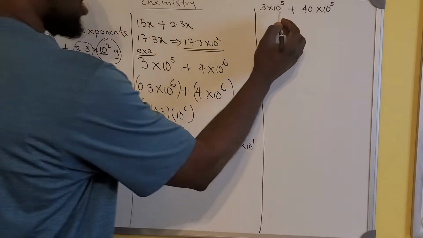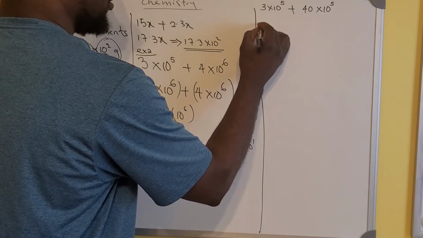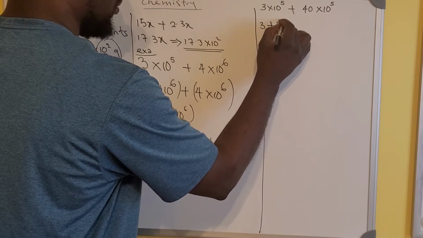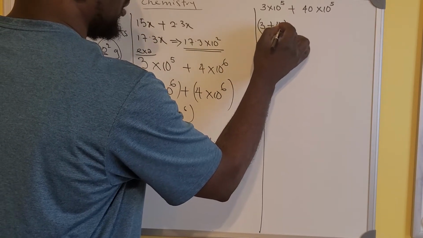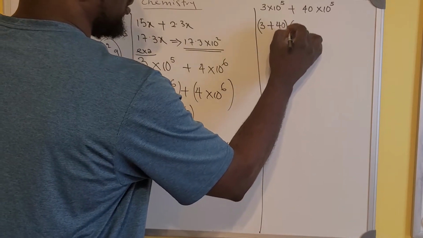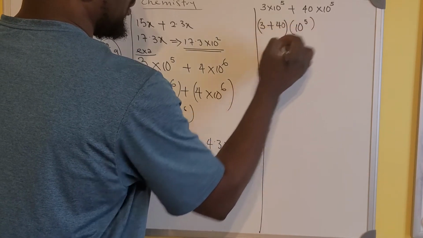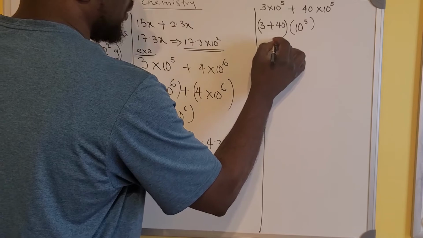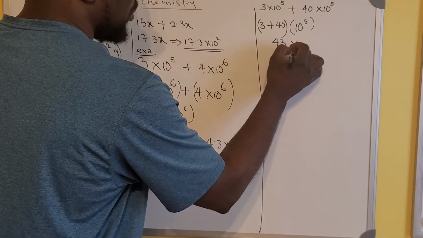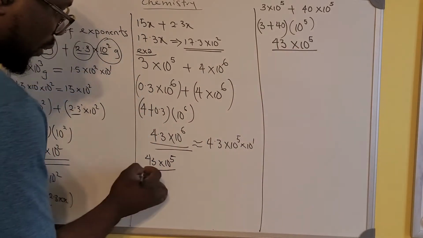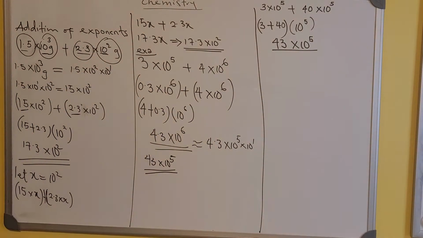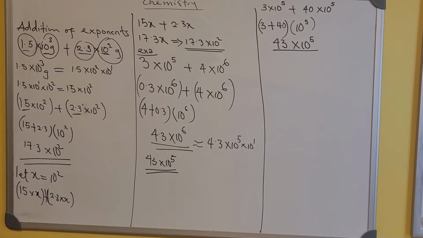So now that you have the same thing, now you can say 3 plus 4. Okay, 3 plus 40, my bad. 3 plus 40, and then 10 raised to the power 5. So 3 plus 40 is 43 times 10 raised to the power 5. So you see that we arrive at the same answer. So that's how you do addition. The next thing we're going to go to now is subtraction.